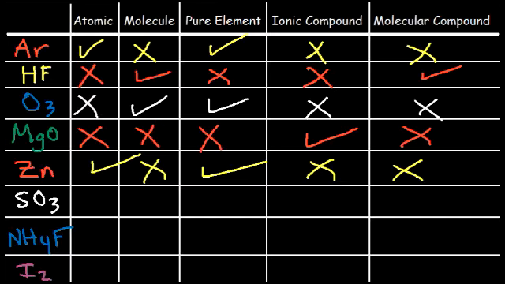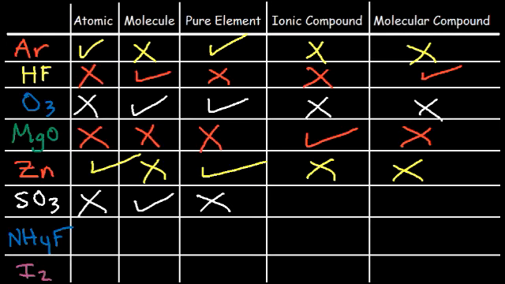Sulfur trioxide is a compound. It's not a pure element. However, it is a molecule. SO3 is not composed of billions and billions of atoms that form a crystal lattice. SO3 is an individual particle with 4 atoms. So it's not atomic, but it's considered to be a molecule. It's made up of molecular particles. Zinc is not really made up of particles. It's basically one chunk of metal, which consists of billions of atoms together.